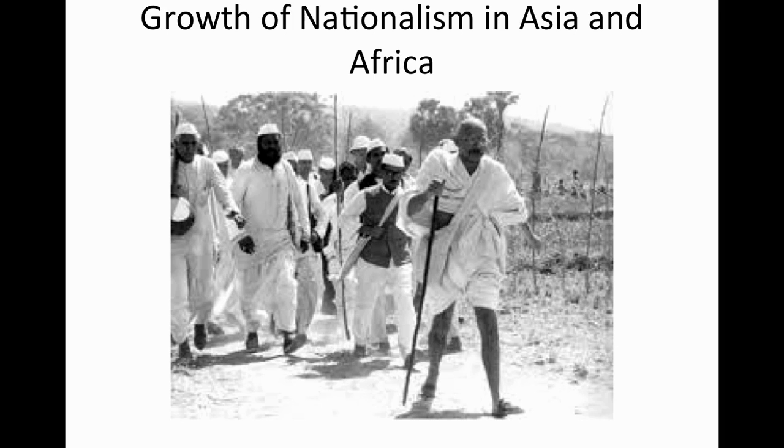Okay, we're going to finish chapter 26. This section focuses on the growth of nationalism in Asia and Africa, and eventually, nationalist movements in Africa and India will actually lead to decolonization. So this is where we're first introduced to Gandhi, and here's an image of Gandhi leading one of his protest marches. I believe this is the Salt March.